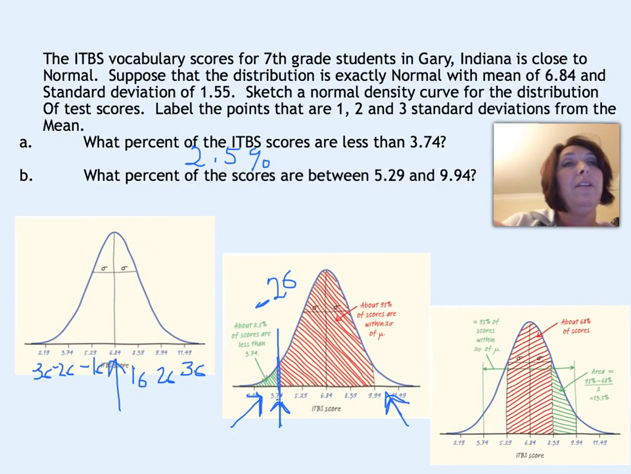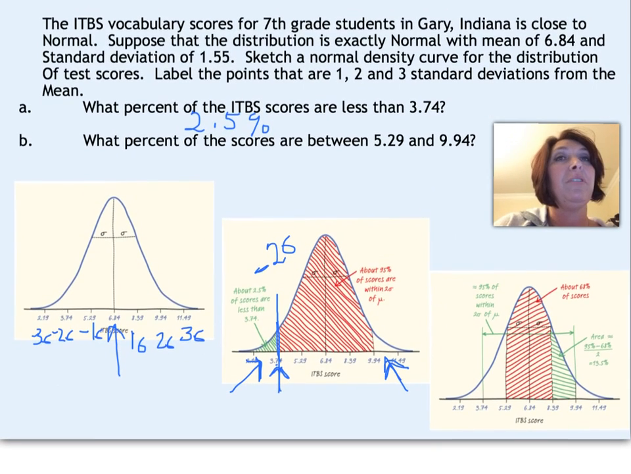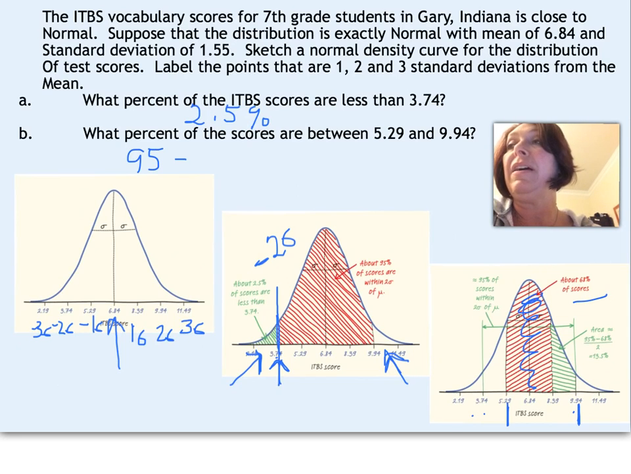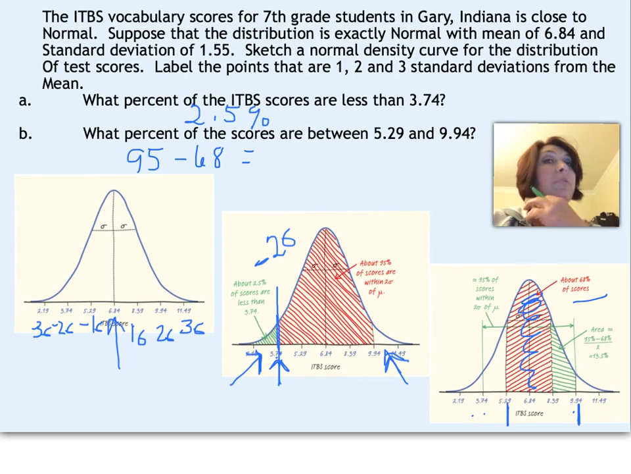Now we can do the same thing again, trying to determine the percent of scores between 5.29, which is right here, and 9.94, which is right here. Oh my, I should really move this picture up, shouldn't I? Well, that helps a little bit. Now, we know that this middle section here is about 68% of the scores. And then we know that from the 2 standard deviations, we have 95% of the scores. So the difference, if we did 95 minus 68, we get some number that I have not written down, nor do I have a calculator. Let me see if I can figure this out.